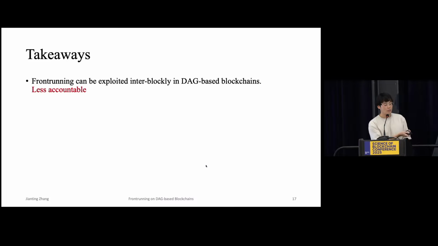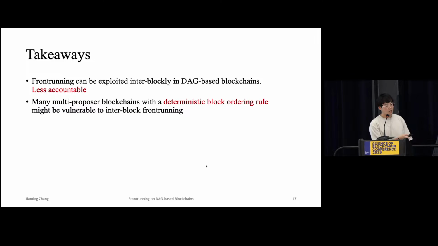And here are some takeaways. First of all, we find that front-running can be exploited inter-block in DAG-based blockchains. And this kind of front-running is less accountable, because the client has no idea whether the replica he designated can front-run his transaction or not.